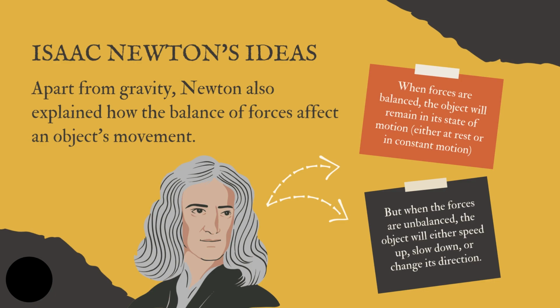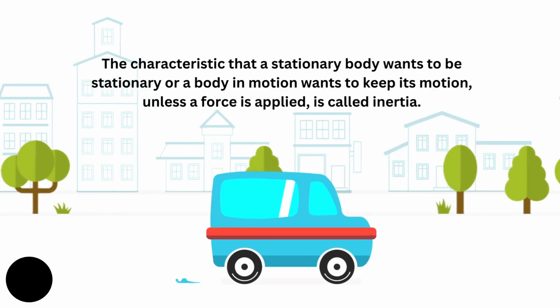Isaac Newton's idea, apart from gravity, Newton also explained how the balance of forces affects an object's movement. When forces are balanced, the object will remain in its state of motion, either at rest or in constant motion. But when the forces are unbalanced, the object will either speed up, slow down, or change its direction.